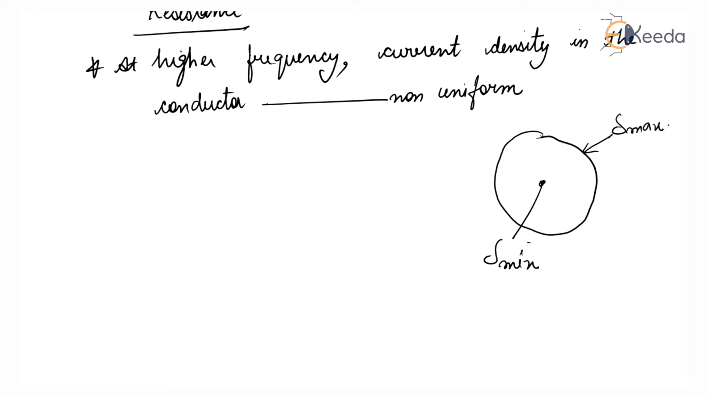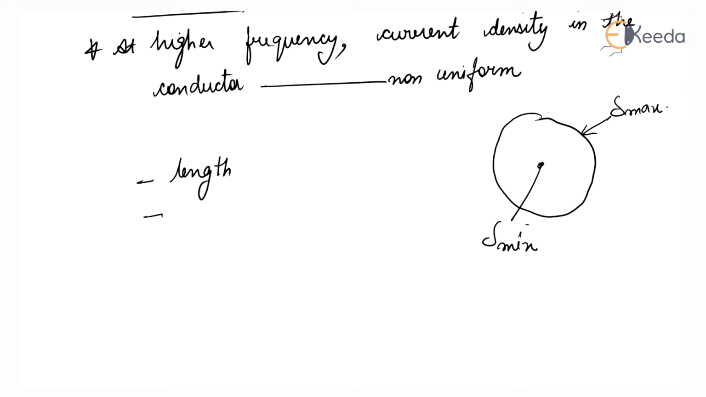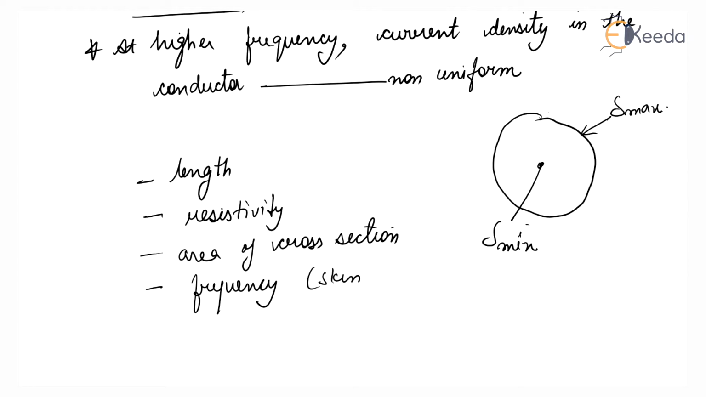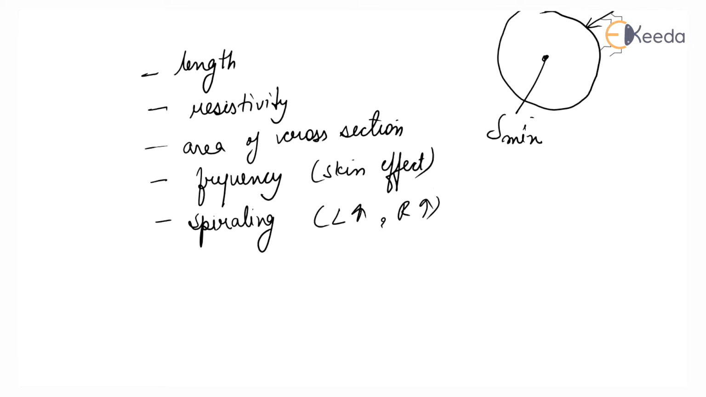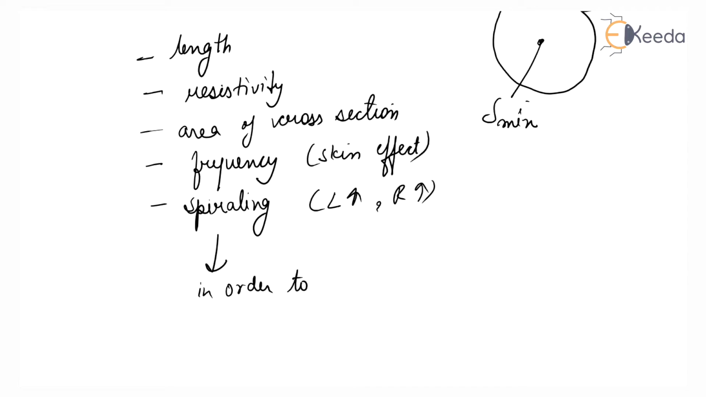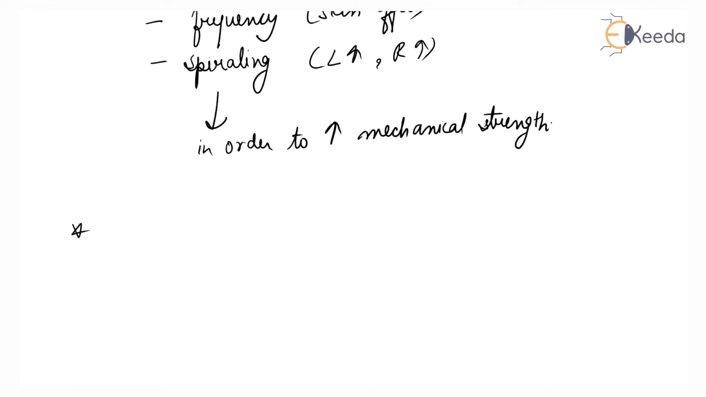Resistance of an AC circuit depends upon length, resistivity, area of cross section, frequency, which is skin effect, and spiraling. Spiraling means the conductor is wound. Higher the length, resistance will be high. But with spiraling, we wind the conductor in order to increase the mechanical strength. See, a current carrying wire always produces a magnetic field, which means inductor.